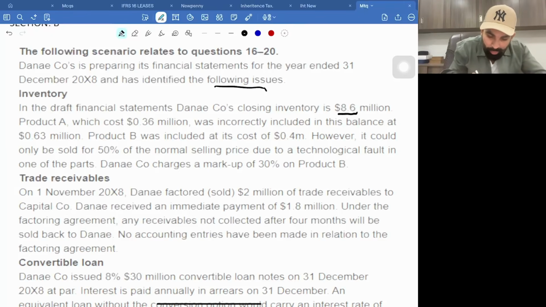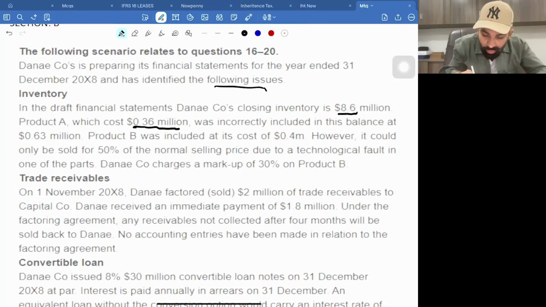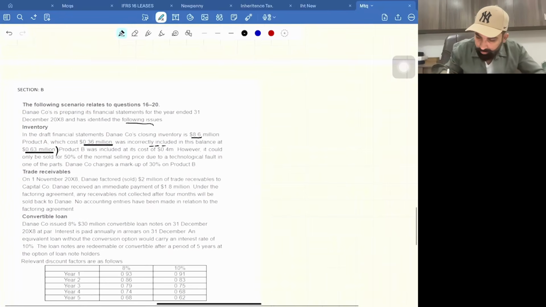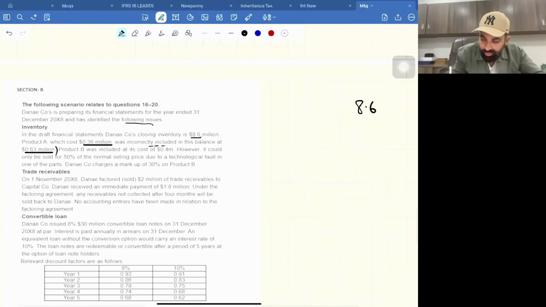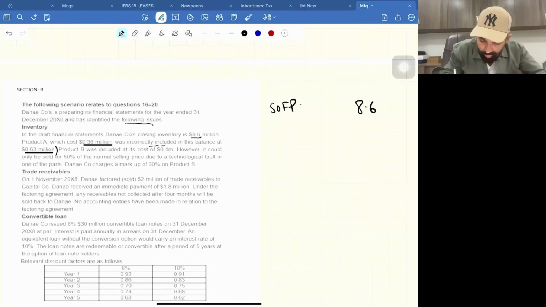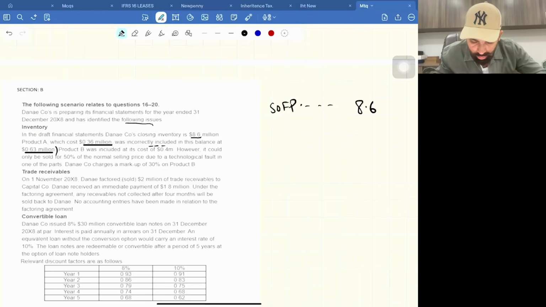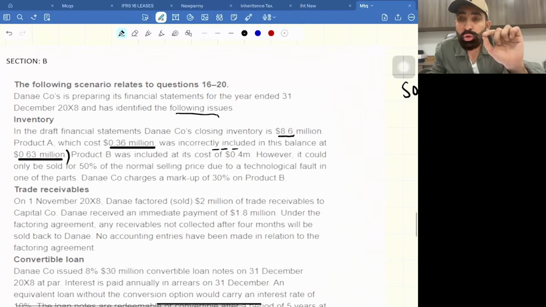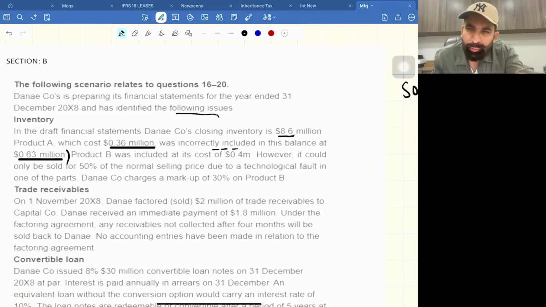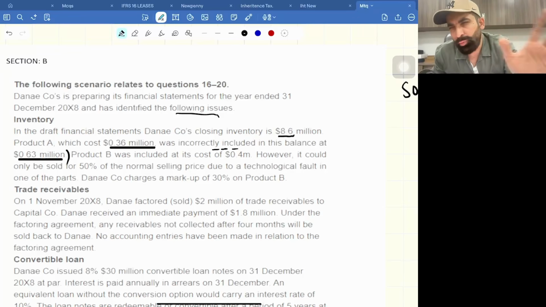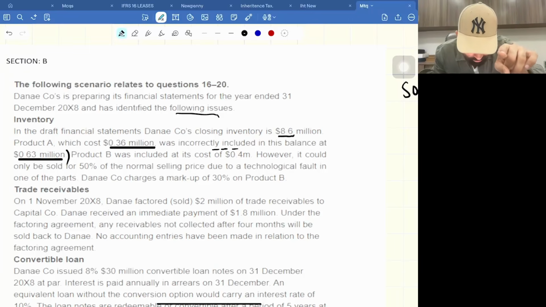Product A, whose real cost is 0.36 million, was incorrectly included in the balance at 0.63 million. This is the first mistake. Let me correct it. Your SOFP valuation right now is 8.6. They should have included this inventory at 0.36, but they included it at 0.63. So now very simple: 0.63 is wrong and 0.36 is correct.